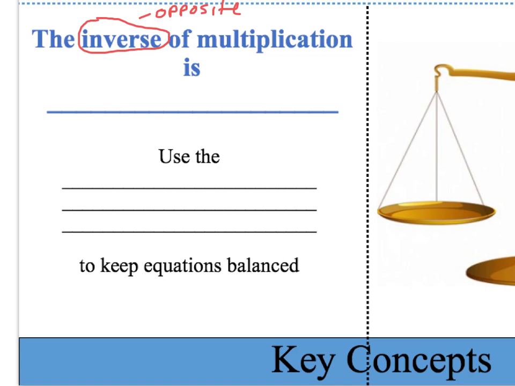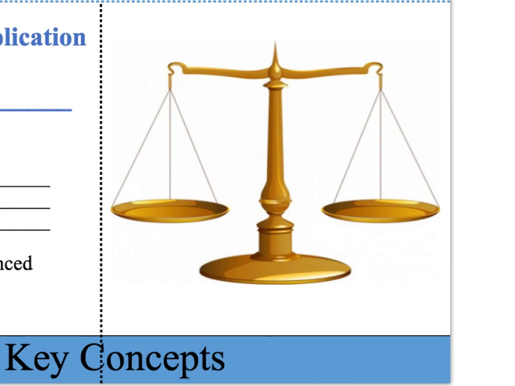So for our key concepts, let's talk about the inverse of multiplication. We've previously discussed that the word inverse means opposite. So the inverse, or the word opposite, of multiplication is division. And whenever we solve equations, we want to make sure that we isolate the variable. And in order to do that, we have to use the division property of equality to keep equations balanced.